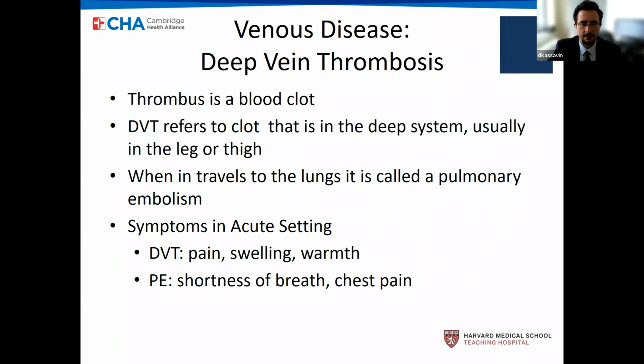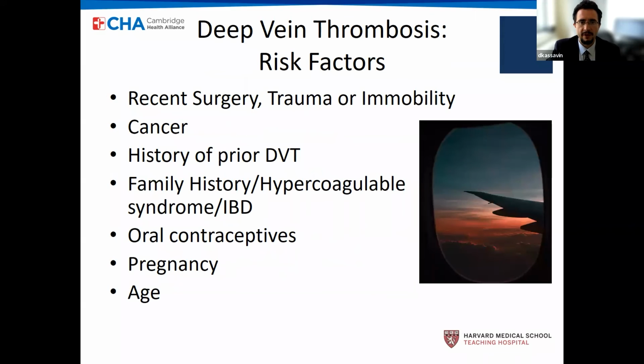So what are some of the symptoms that we could have in an acute setting with deep vein thrombosis? Our leg would feel pain, there'd be swelling, there'd be warmth. This could also include the upper extremity as well. With pulmonary embolism, symptoms will typically include shortness of breath with exertion, even sometimes at rest. You may have also chest pain. What are the risk factors for forming a DVT?